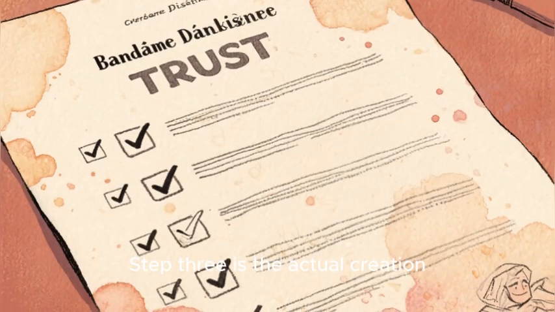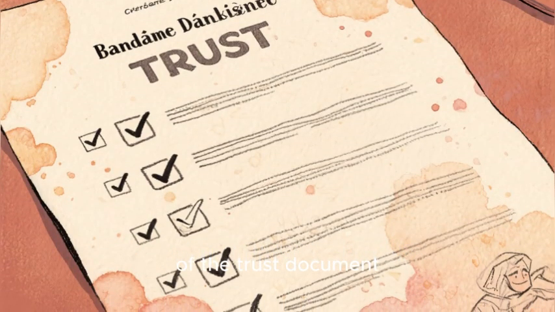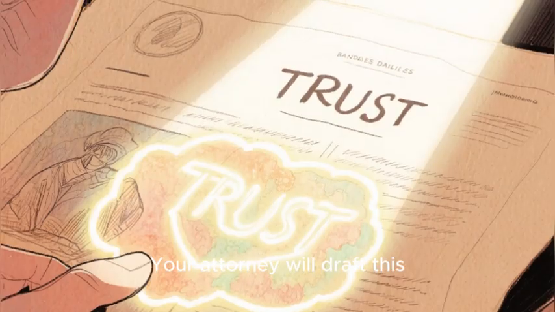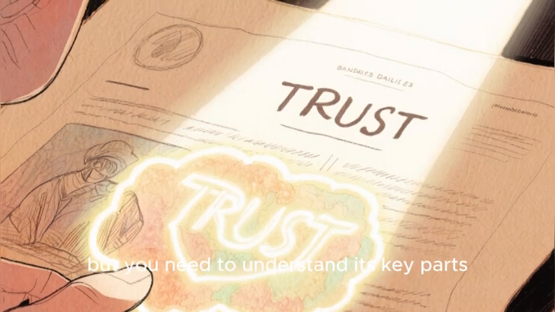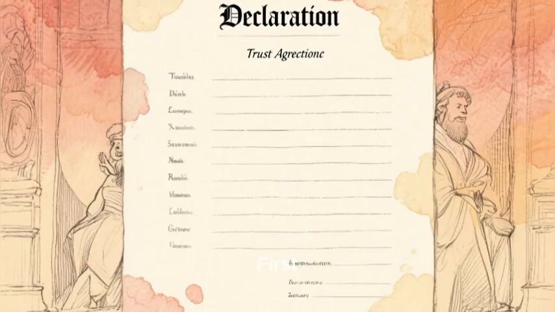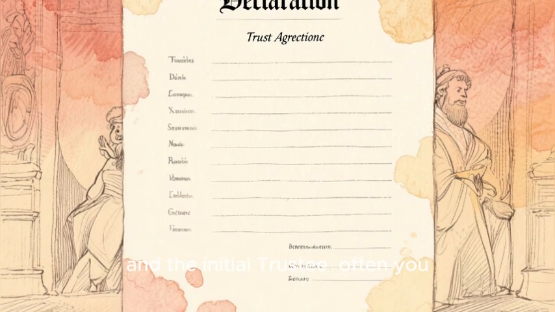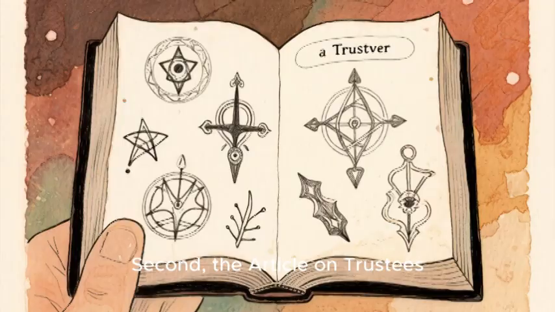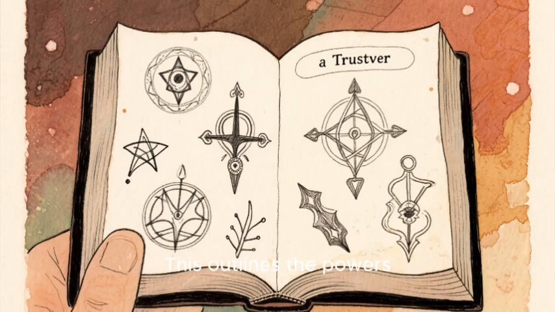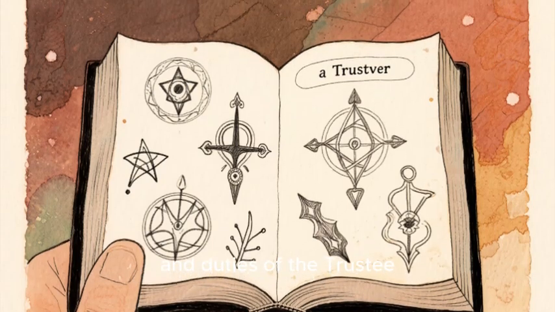Step 3 is the actual creation of the trust document, the trust agreement. Your attorney will draft this, but you need to understand its key parts. First, the declaration. This names the trust, the grantor, you, and the initial trustee, often you. Second, the article on trustees. This outlines the powers and duties of the trustee.